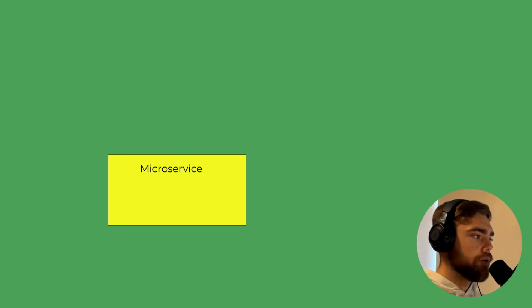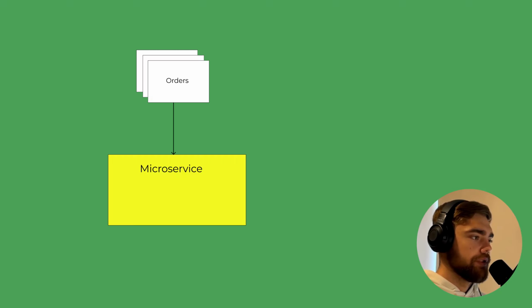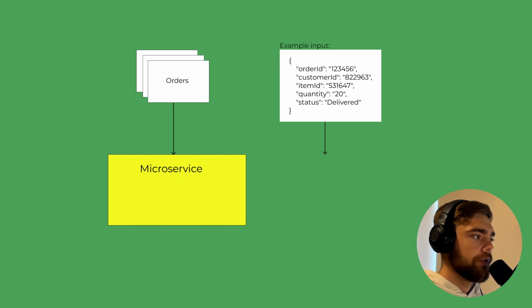We'll tackle a typical problem in the development process and see how we can approach it using our workflow. You are working on a microservice that receives orders in JSON format, and each order consists of an order ID, customer ID, item ID, quantity, and status. Status can be one of the following: received, processing, or delivered. Note that all field values are in string format.